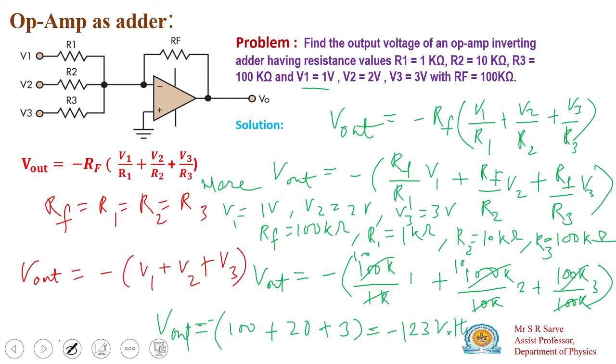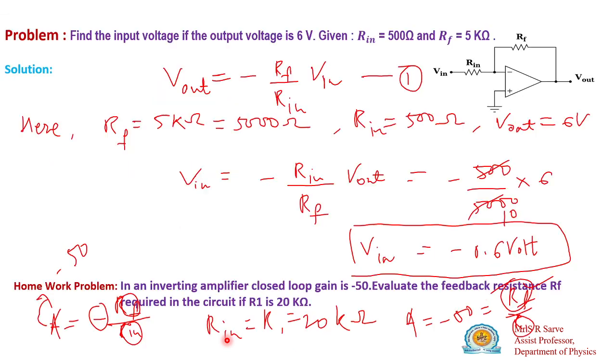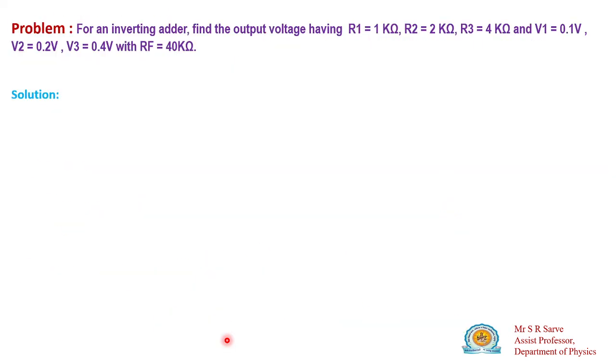So what is the output for this operational amplifier as an adder, or inverting operational amplifier adder? The output voltage is equal to minus 123 volt. You have to write the output for this inverting adder as minus 123 volt. So this is about operational amplifier problems on inverting, non-inverting and adder.